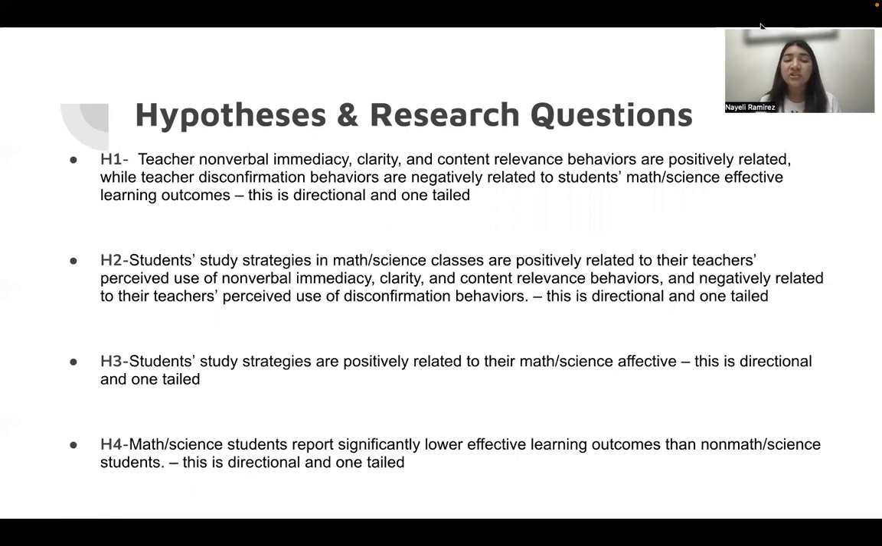Hypothesis 3. Student study strategies are positively related to their math/science effective learning. This is directional and one-tailed. Hypothesis 4. Math/science students report significantly lower effective learning outcomes than non-math/science students. This is directional and one-tailed.